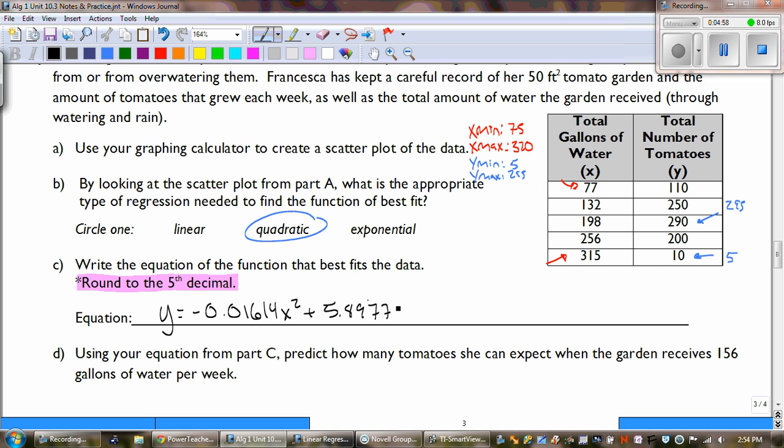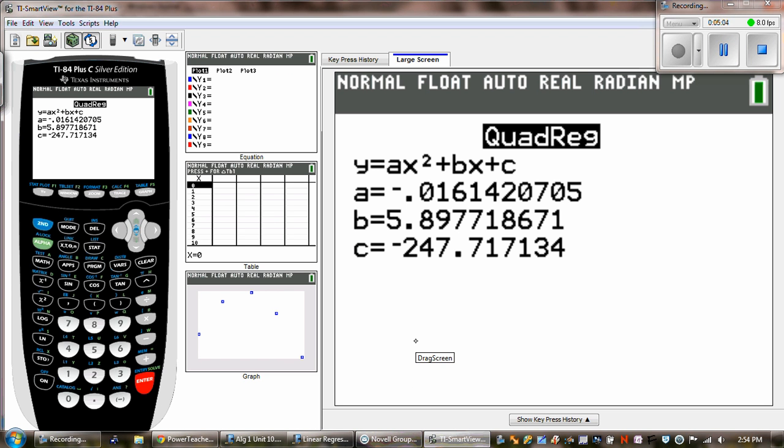x. And then our last number negative 247.71713.